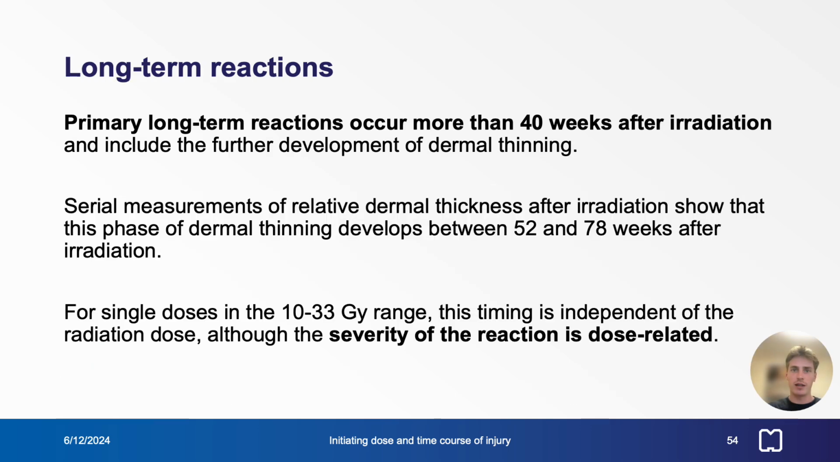Primary long-term reactions occur more than 40 weeks after irradiation and include the further development of dermal thinning. Serial measurements of relative dermal thickness after irradiation show that this phase of dermal thinning develops between 52 and 78 weeks after irradiation. For single doses in the 10 to 33 gray range, this timing is independent of the radiation dose, but the severity of the reaction is dose-related.